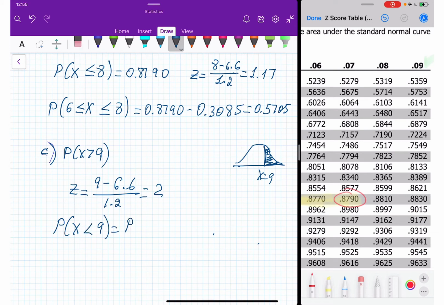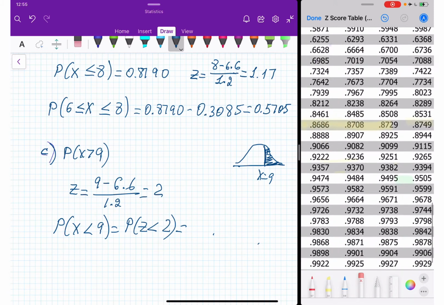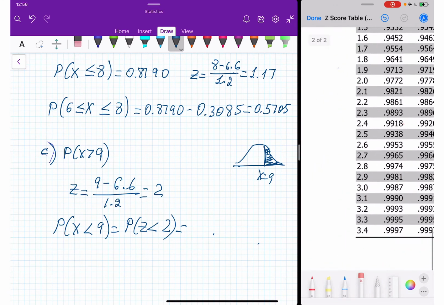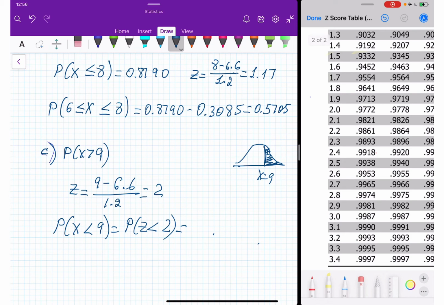The z-score represents that x. Is equal probability for z-score less than 2, because it's matching. Let's find where positive 2 is. Z-score equal 2, right here, 2.0. It gives 0.9772. Okay, after that, now we have to do 1 minus probability for x is greater than 9.